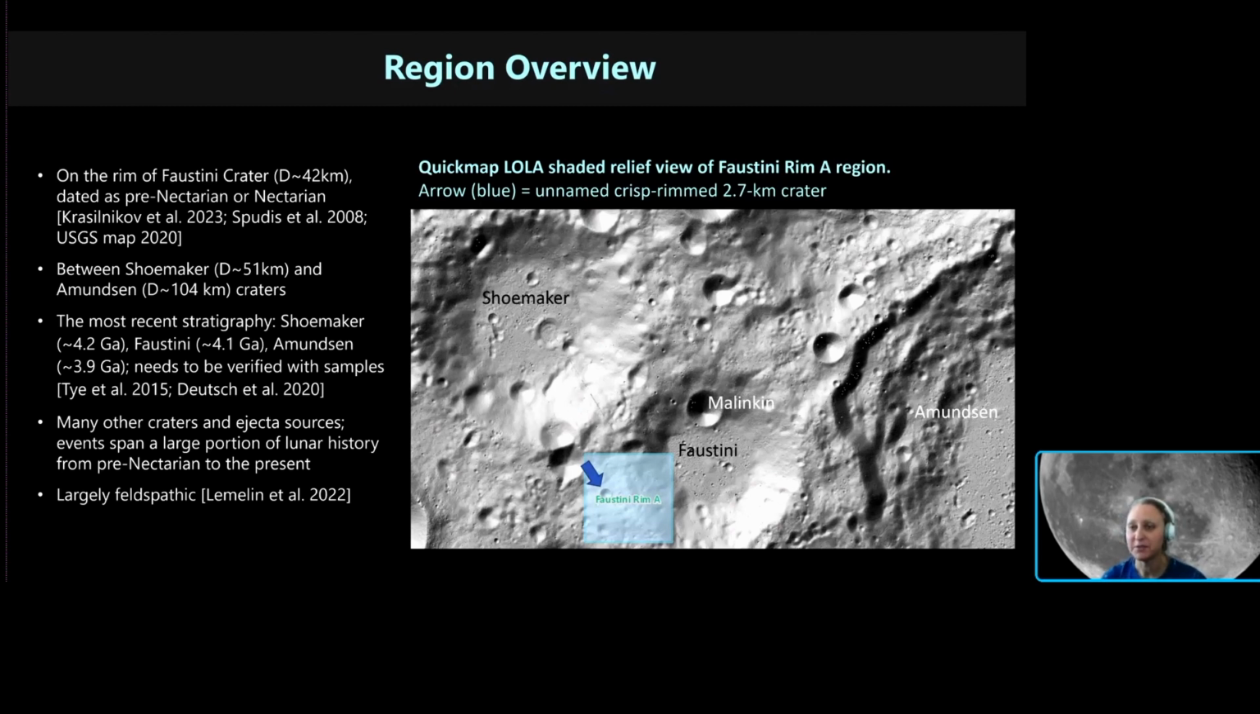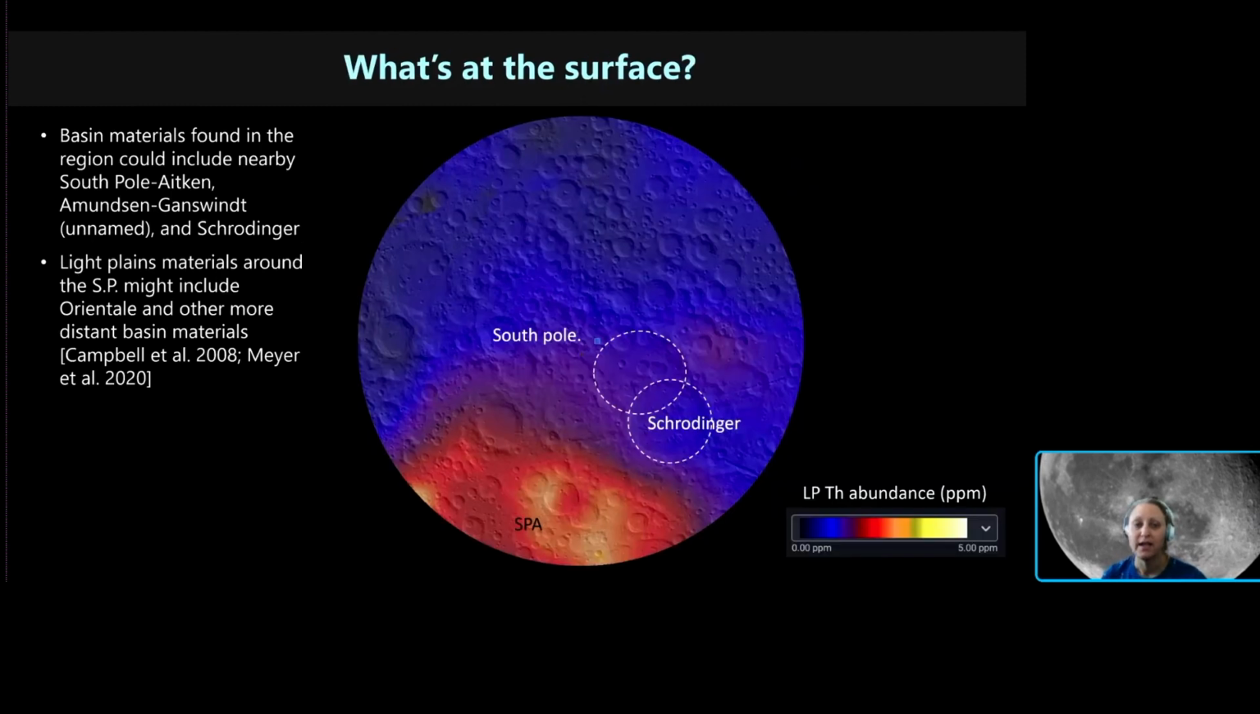This area's composition appears to be largely feldspathic from the Kaguya spectral profiler dataset. And we're also expecting some basin materials in this area based on presentations by others today or yesterday and recently. And so we might expect South Pole-Aitken Basin, Schrodinger, other basins. There's also some light plains in the South Polar area that are thought to come from Orientale. So there's likely to be lots of different basin material mixed in.